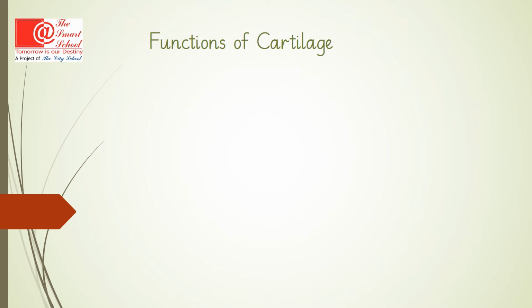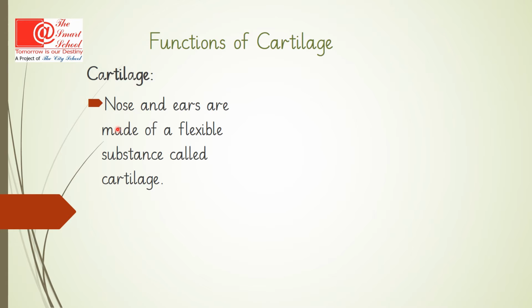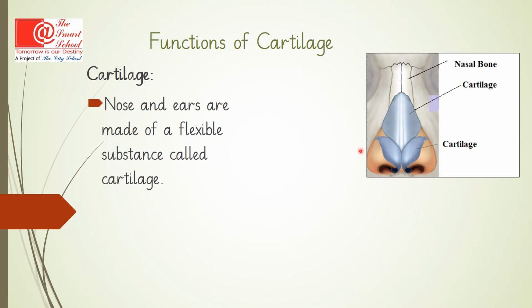Functions of cartilage. What is cartilage? Cartilage is actually the soft material present in our nose and our ears. Our nose and ears are made of a flexible substance called as cartilage. Here is a picture of our nose. This is the hard part of the nose, which is called nasal bone. The outer softer part of the bone is called cartilage.